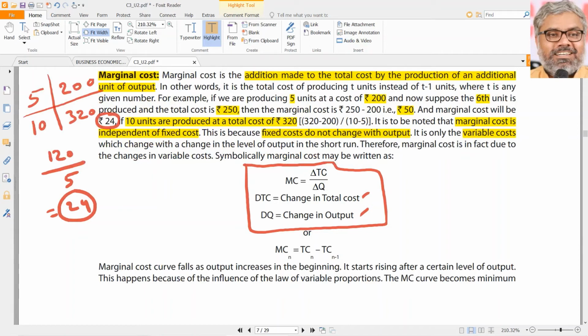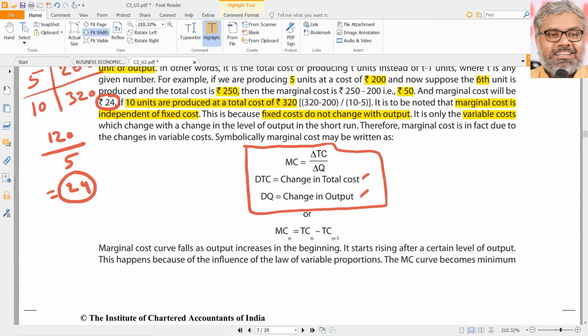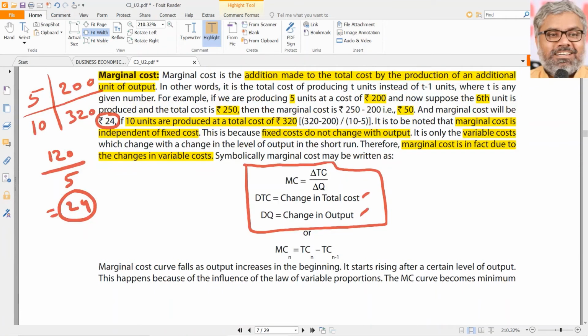That is a point to be noted. Why does that happen? Also because of the nature of variable cost, which will change with changes in the level of output in the short run. So simply speaking, marginal cost changes only due to changes in variable cost, but not fixed cost.